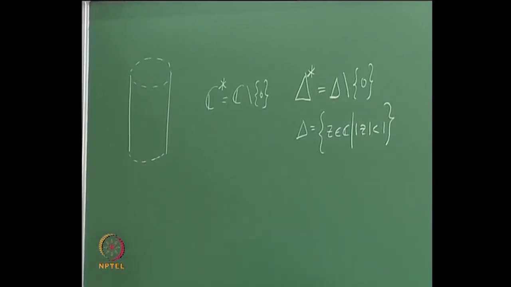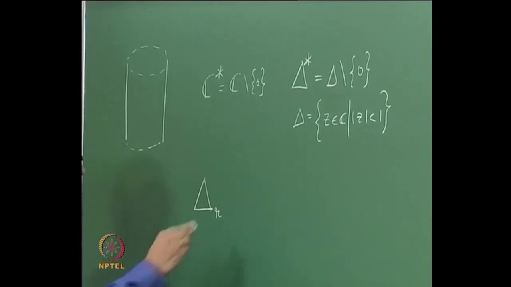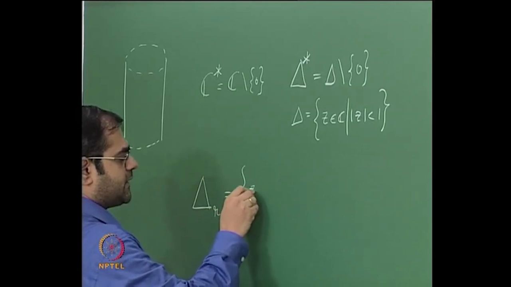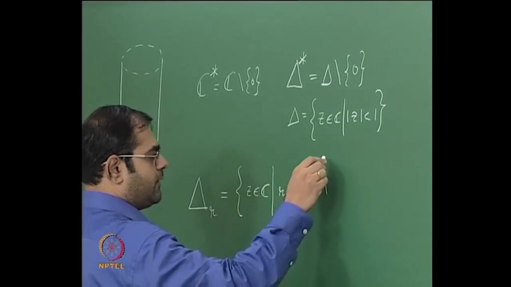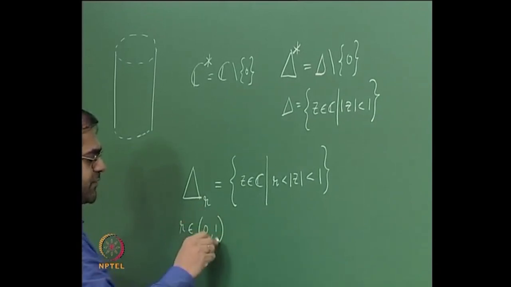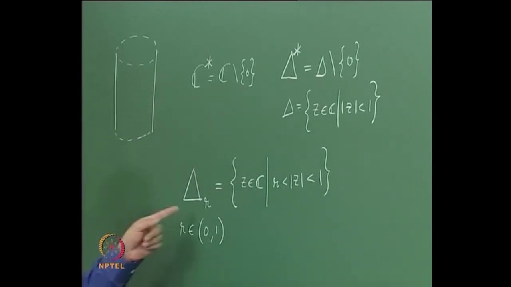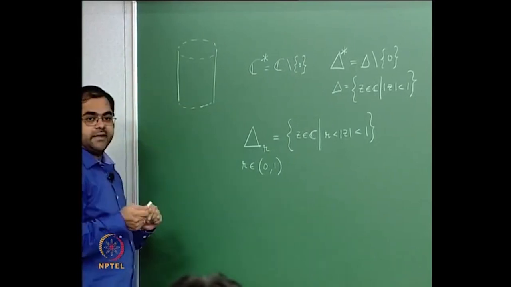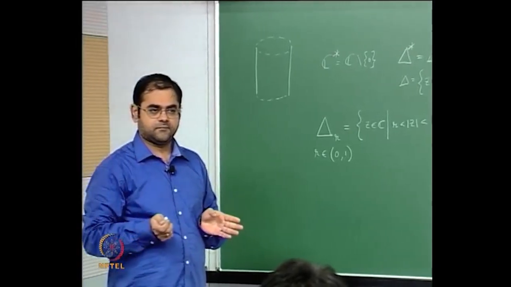And then of course I can also consider an annulus, delta r. This is the set of all complex numbers z such that the modulus of z is less than 1 and greater than r, where r is a positive real number, a positive fraction, an element of (0,1). So I have the cylinder, the punctured plane, the punctured unit disk, and the annulus here. The point I am trying to say is that if you look at these objects as topological spaces, then they are all the same, they are all homeomorphic.